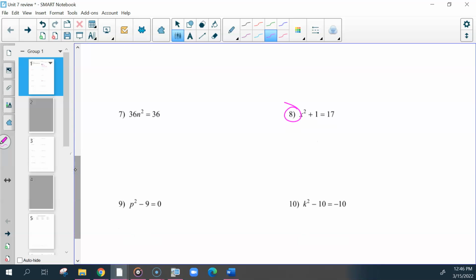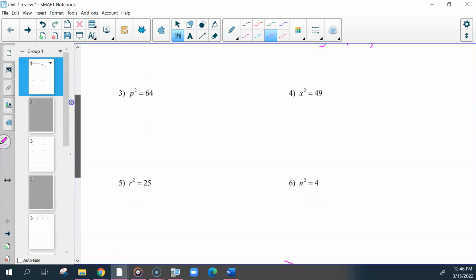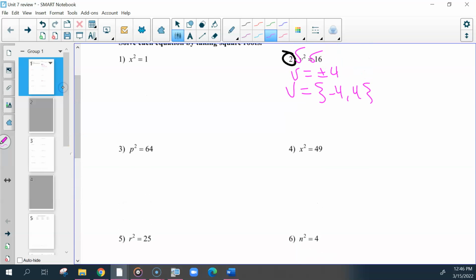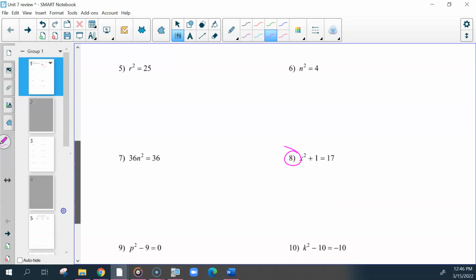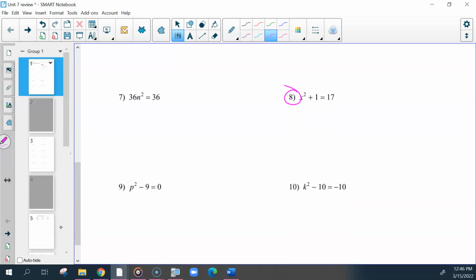So you just divide by the 2 and then divide by 4. Both sides is 16. 4, but we're also going to do negative.